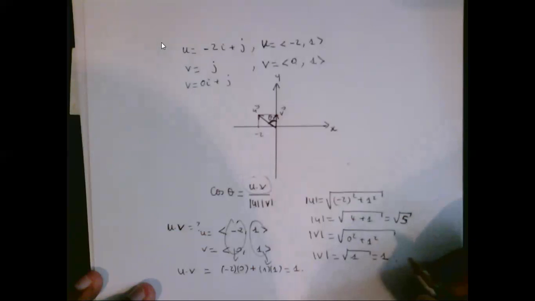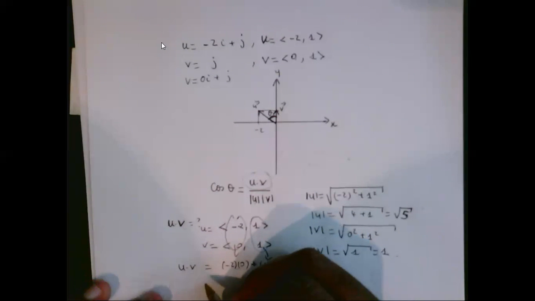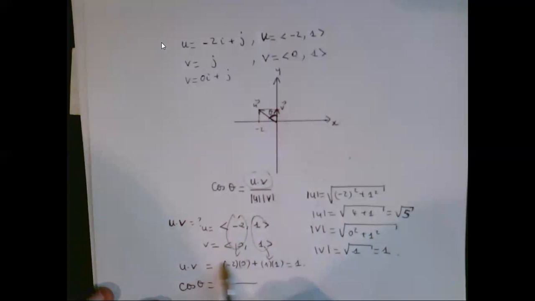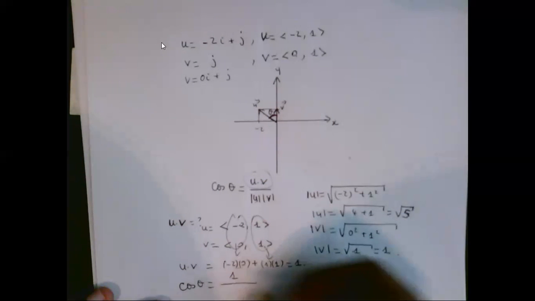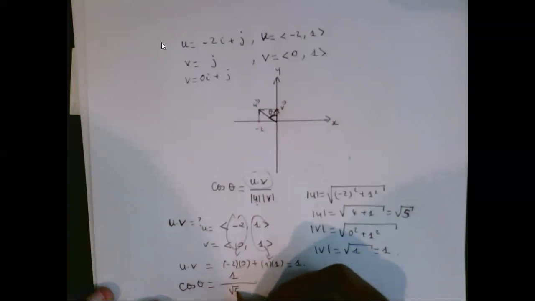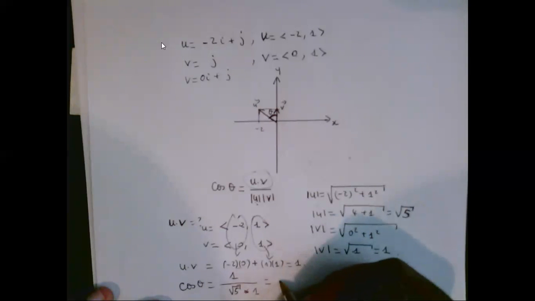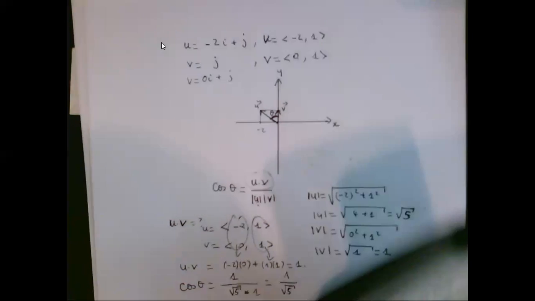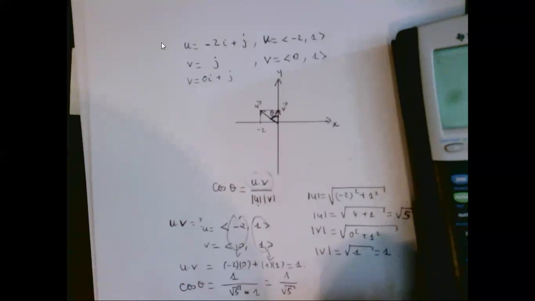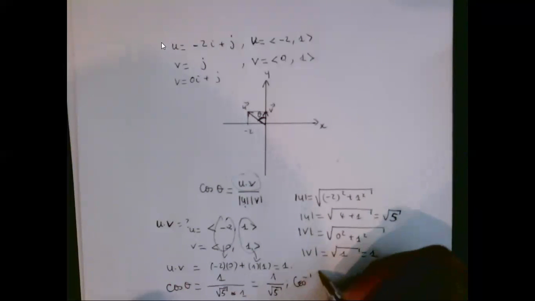So now I have those values, and I'm looking for cosine of theta. The dot product of u and v, we found, was 1. The norm of u is the square root of 5, multiplied by the norm of v, which is 1. So the cosine of theta is equal to 1 over the square root of 5. I'm looking for theta, right? So I have to do the cosine inverse of 1 over the square root of 5 to find theta, my angle.